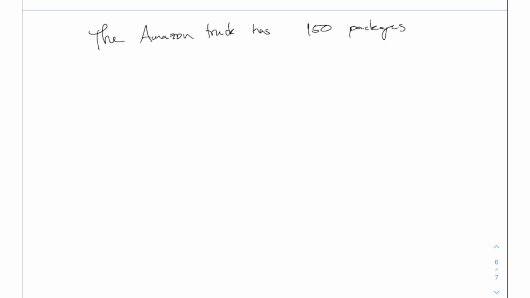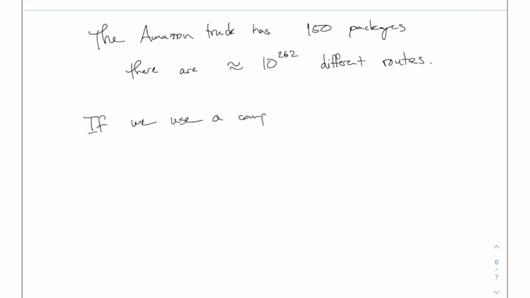How many routes do we have to check in this case? There are, like I said, about 10 to the 262 different routes. This is a ridiculous number. It's a number with 262 digits, that many different routes that you need to check through to find the best one. Now, obviously, a person could not do this on paper, but even a computer will have a very hard time doing this.